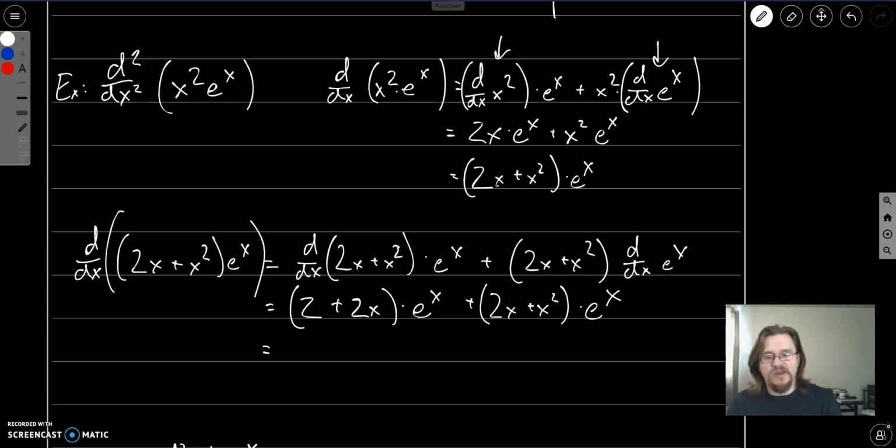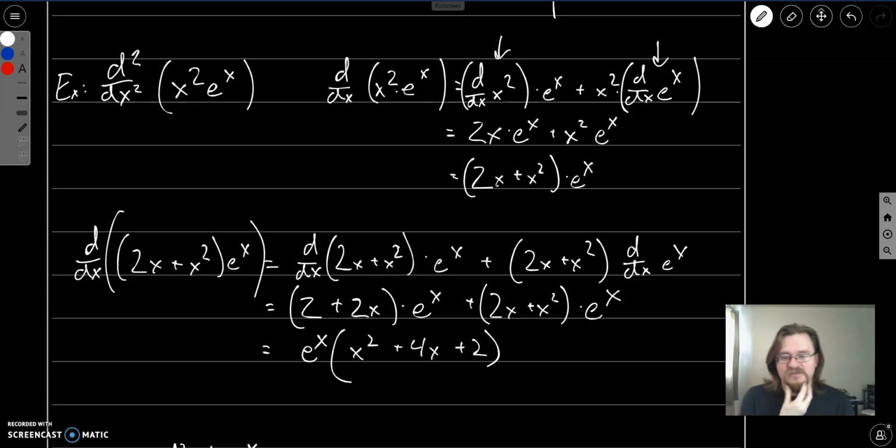And again, what I can do is pull an e to the x out, so maybe I'll write that out front. And then I have one factor of x squared. I've got 2x and 2x, that's going to add up to 4x. And then I've got 2 hanging around. And there you go. That's it. Here is our derivative. The second derivative of x squared e to the x is x squared plus 4x plus 2 times e to the x.